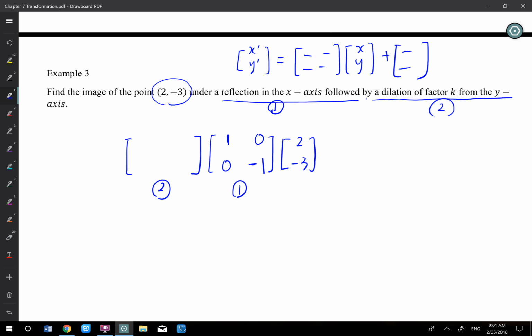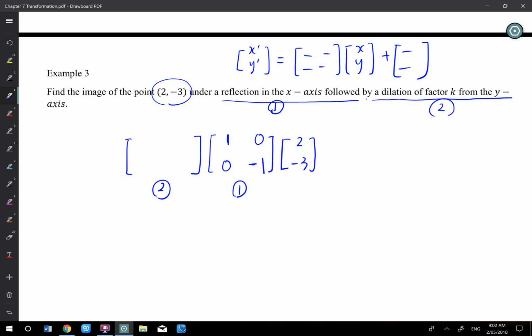It's still the same thing because the order is not important for dilation and reflection. Which one you do first, which one you do second, that will give you the same answer. But when you combine the translation in it, it will be different. Also, if you combine the reflecting line y equals x, that will be different.